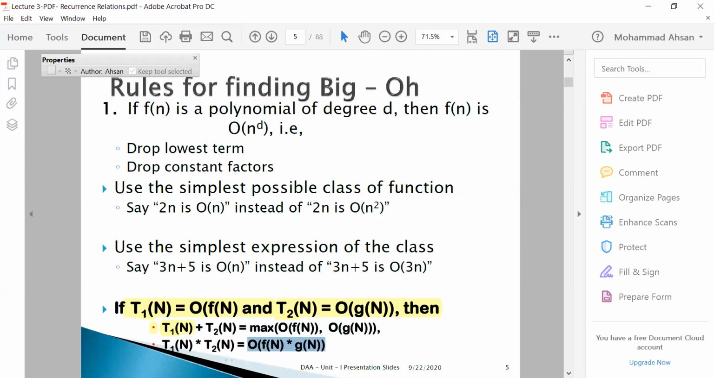Just like addition, you take the maximum of the two, and in multiplication you multiply. Just like in loops, we multiply the two loop variables, and in consecutive ones, we take the maximum of the two.